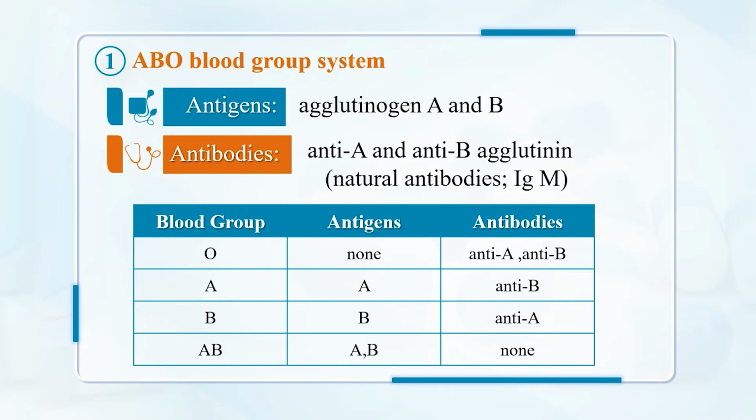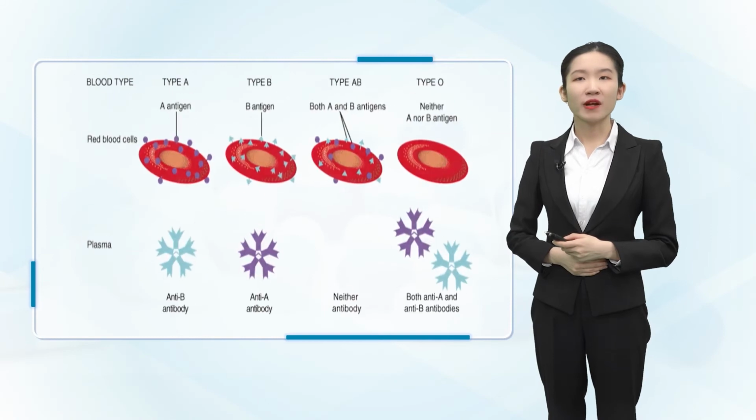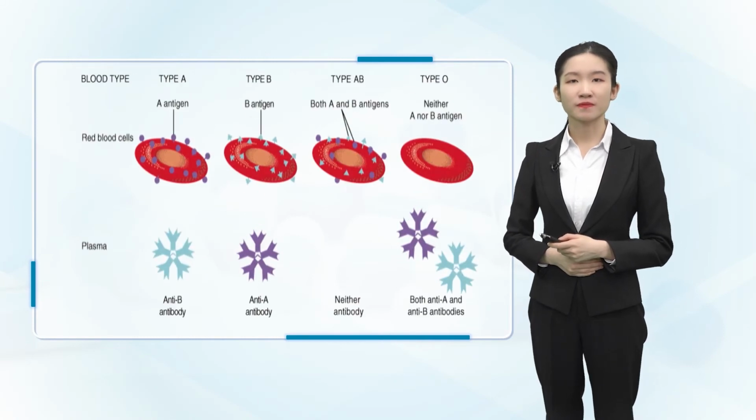Blood group A has A antigen and anti-B. Blood group B has B antigen and anti-A. Blood group AB has A and B antigen but no antibody. We can deepen our impression through this picture.